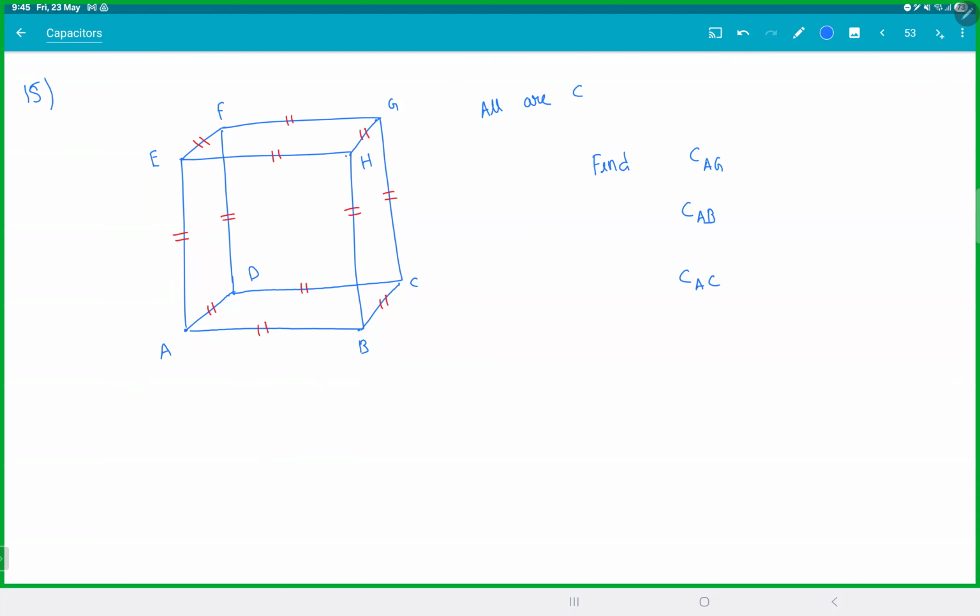Think how will you approach this? Let's go with A and G first. Try for 2 minutes, then I'll show you. Then I'll give you time for AB and AC.